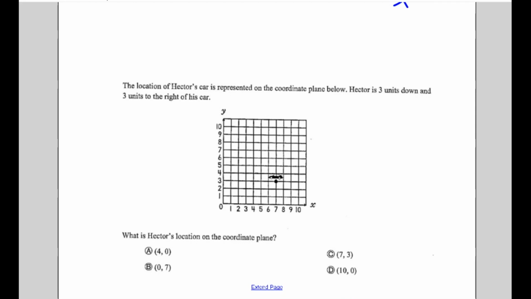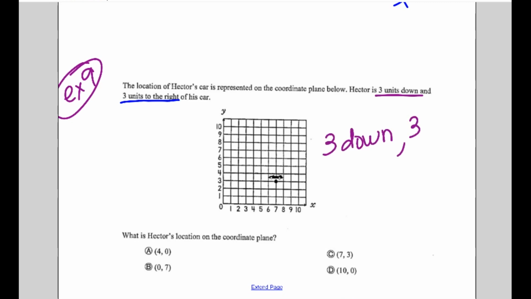All right. This one you don't have to write down at all because this is a simple one. I just wanted us to see it in the way that it would look on a test question. So the location of Hector's car is represented on the coordinate plane below. Hector is 3 units down and 3 units to the right of his car. So 3 down and 3 right. It's just like giving directions if you're playing a game or finding a treasure hunt. So what is his location?